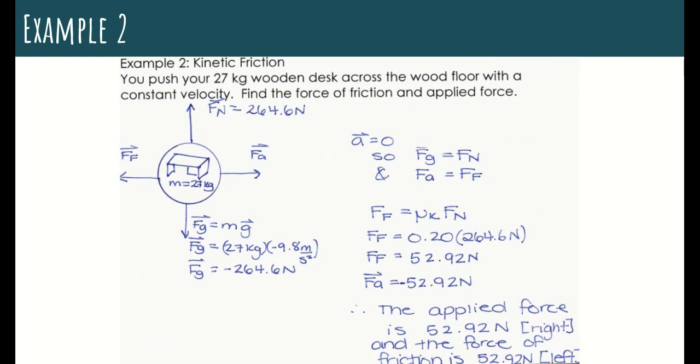Same thing as the last one, we're going to figure out what the coefficient of friction is between wood and wood, which is 0.20. That comes from the chart. And then we're going to multiply that with the normal force that we calculated of 264.6. So we get the force of friction as 52.92 newtons. That means the applied force has to be equal but opposite of that. So our applied force is going to be 52.92 newtons towards the right, and the force of friction will be opposite of that at 52.92 newtons to the left.